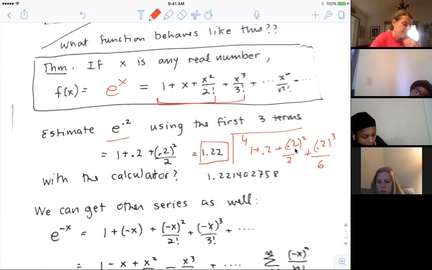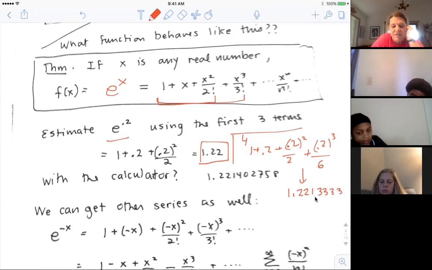What'd you get when you took it out to 4 places? 1.221. And then was it a bunch of 3s? Uh-huh. Okay. So guys, that one, when I went a little further out in the series, it was good to 3 places. The further I go, the closer it's going to get to this. That means it converges. Okay, that converges. That's the series representation for e to the x.